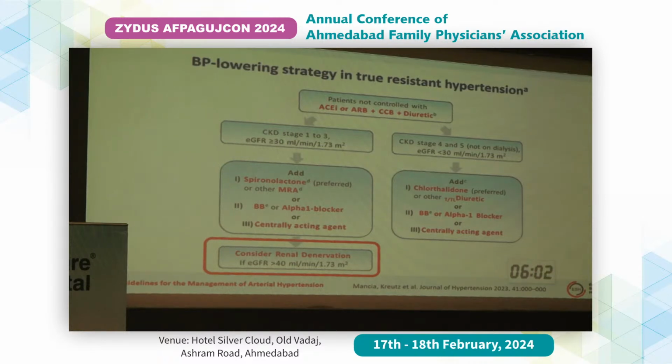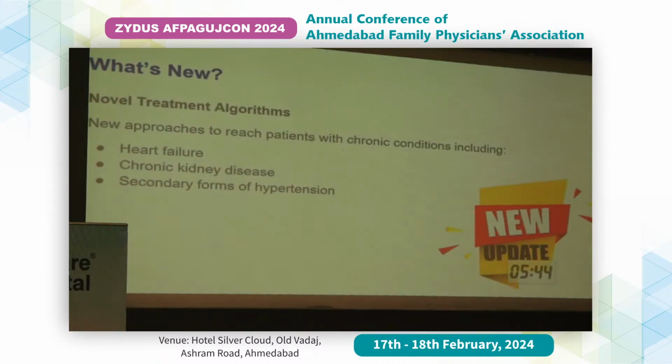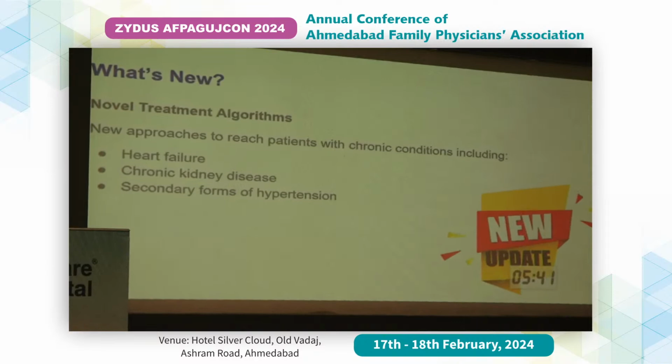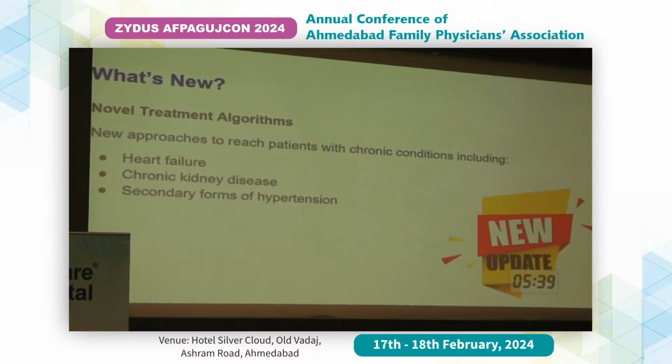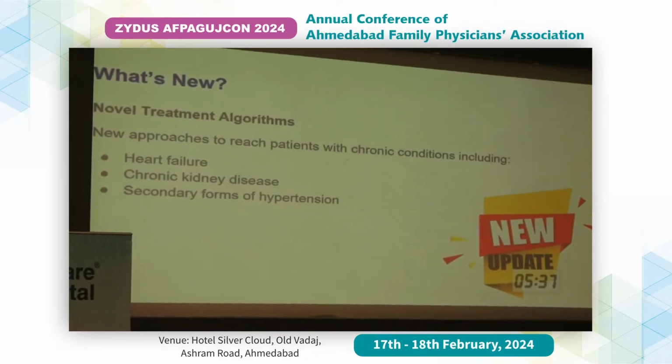and if CKD stage 1 to 3, we can add spironolactone or a mineralocorticoid receptor antagonist, and in stage 4 or 5 we can use chlorthalidone or beta blocker, alpha blocker, or a centrally acting agent, and at the end we can have renal denervation therapy. There are various devices available, and cardiologists are doing it regularly.